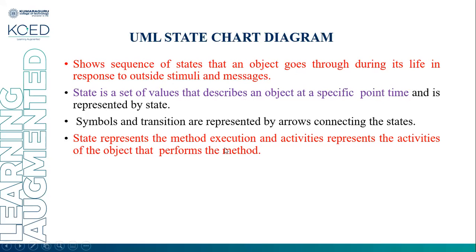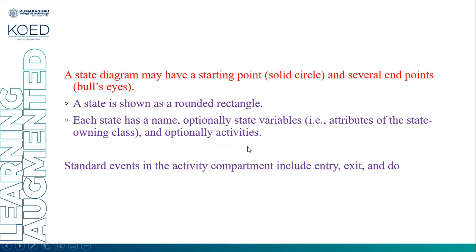State represents the method execution, and activities represent the activities of the object that are performed on the method. A state diagram may have a starting point, a solid circle, and several endpoints, a bullseye. A state is shown as a rounded rectangle. Each state has a name, a proper name, optionally a state variable, that means an attribute of the state in the class, and optionally the activities.